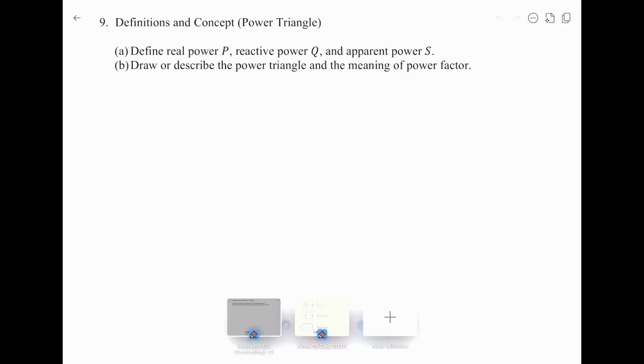In the DC circuit, the power is defined as the product between voltage and current. However, in an AC circuit, between the voltage and the current there could be a phase shift. So we have to take this case into account.